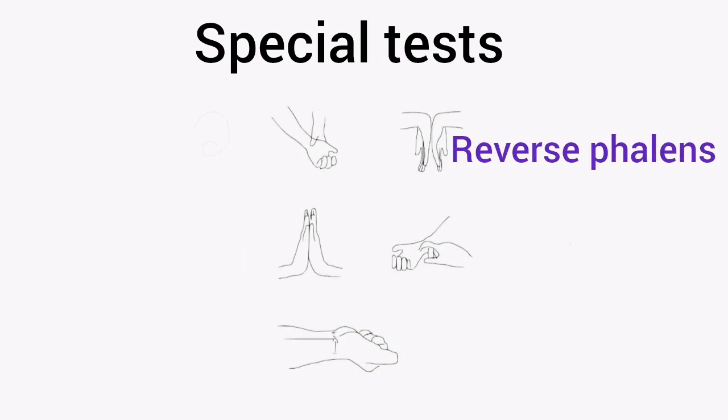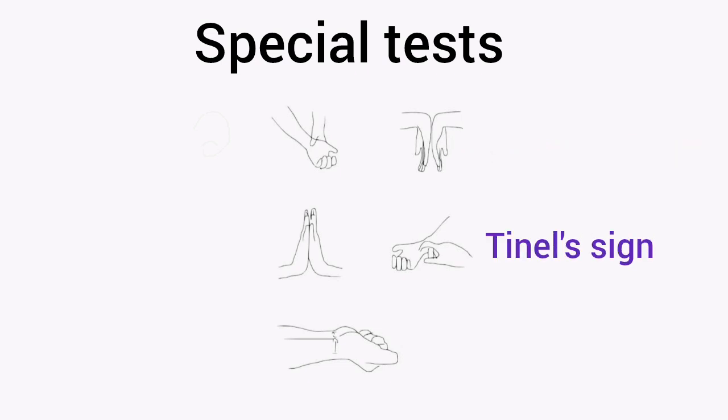Next is the reverse Phalen's. The patient is asked to hold this position for 30 to 60 seconds. If the patient reports pain, numbness, or tingling, it means the test is positive. Another test for diagnosing is Tinel's sign, in which the therapist uses the index finger to tap on the median nerve for 30 to 60 seconds. If the symptoms appear, it means the test is positive.